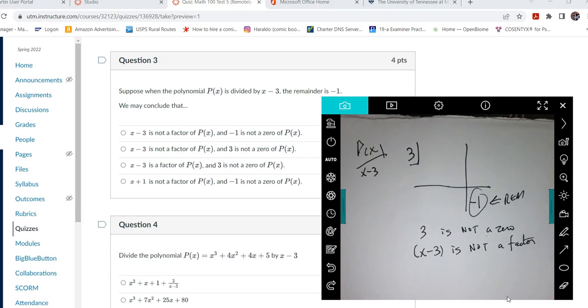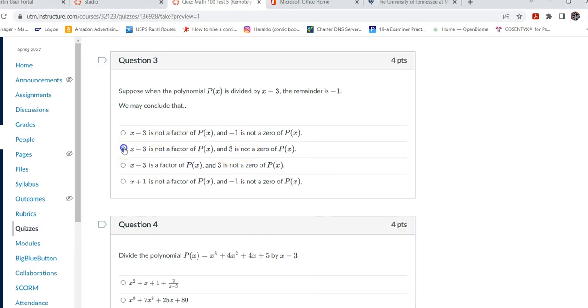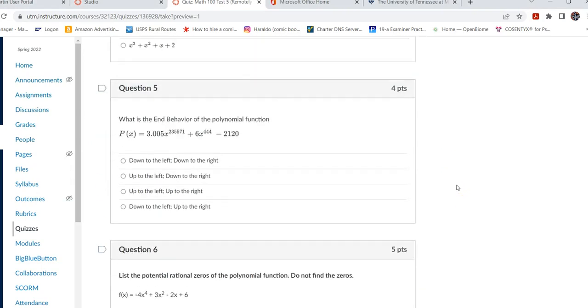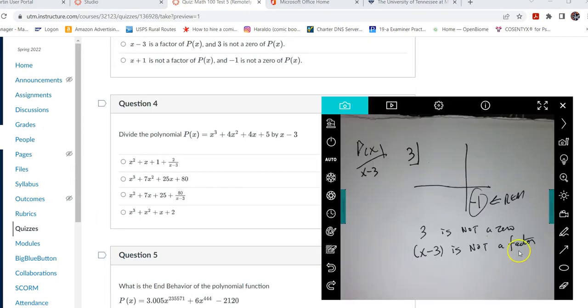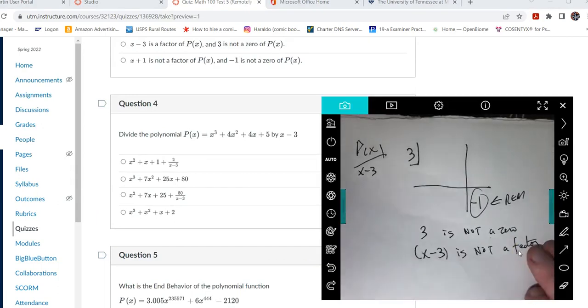You must know and understand number 3. You will have one exactly like that, except with different numbers on the final. Okay, so x minus 3 is not a factor, and 3 is not a 0. That's the one we want. Also, you're going to have to know number 4 because that one in that form turns up on the final.